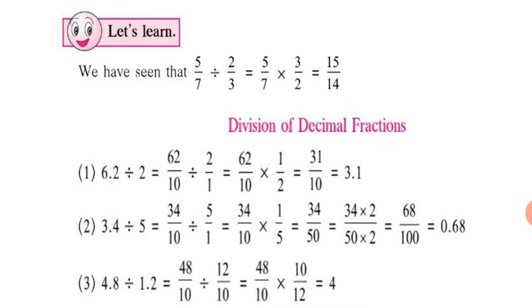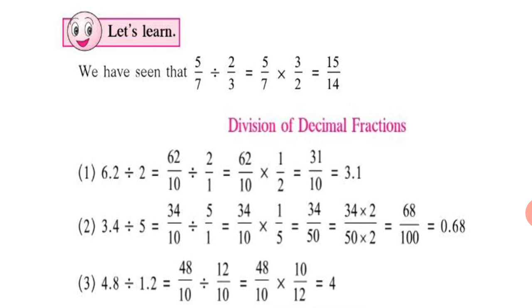34 upon 50 multiplied by 2 in numerator and denominator gives us 68 upon 100 is equal to 0.68. 2 zeros, so decimal point before 2 digits. And there is no other digit, so we place a 0 in the integer. Okay, so this way you can solve division of decimal fractions.